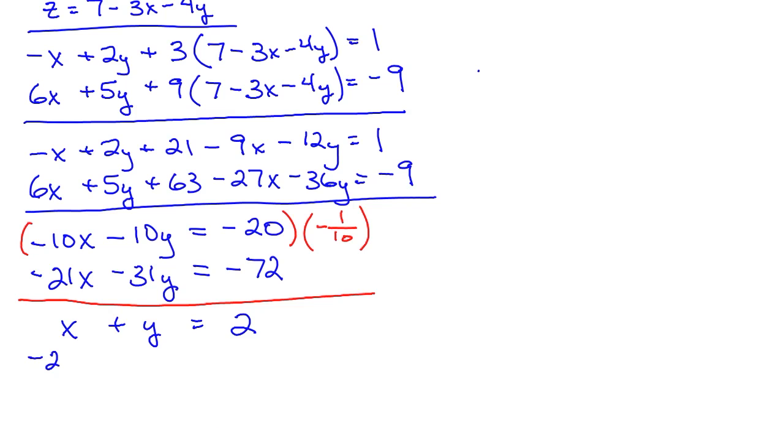We still have negative 21x, negative 31y, and negative 72. In fact, I'm going to go ahead and multiply those by negative 1. So that's going to take out the negatives from each of these. It's going to make them positive. You don't have to, no. But it's just personal preference, you know.